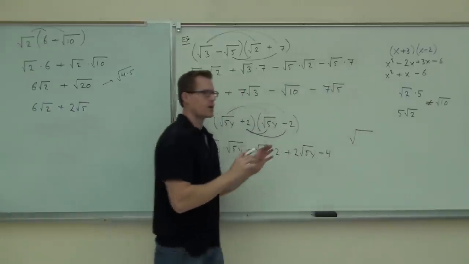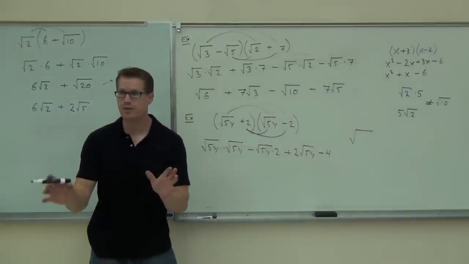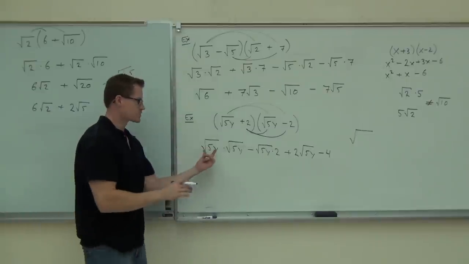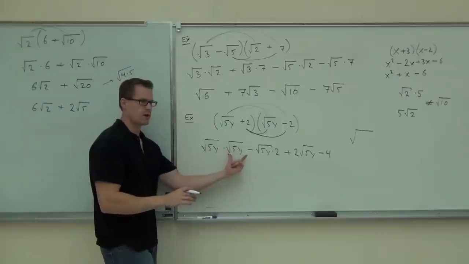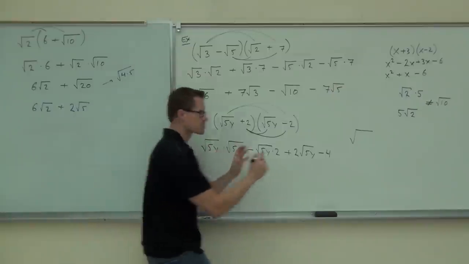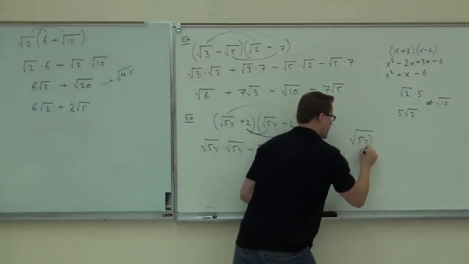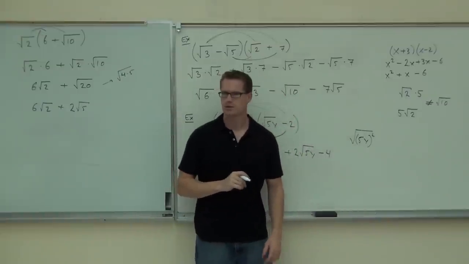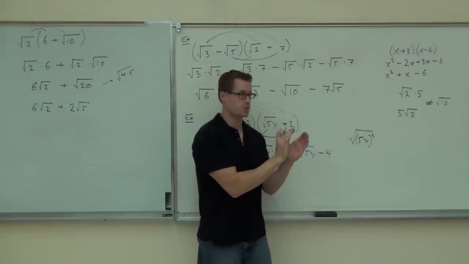I'm going to do this another way besides the square root of 25y squared. You can write that if you want. But think about this. You have the square root of 5y times the square root of 5y. That's 5y times 5y, right? That's the square root of 5y squared. Do you see it? You're multiplying something times itself, you're going to get that thing squared.